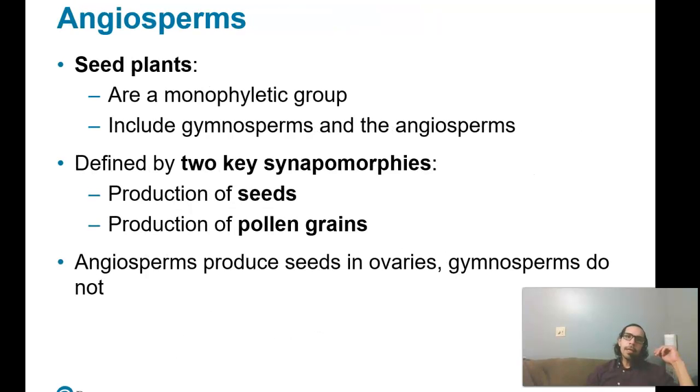When we look at seed plants, these are a monophyletic group, and they include gymnosperms and angiosperms. The two synapomorphies that define this group as a monophyletic group are seeds and pollen grains. Okay? Angiosperms produce seeds in the ovaries, and you have gymnosperms that do not.